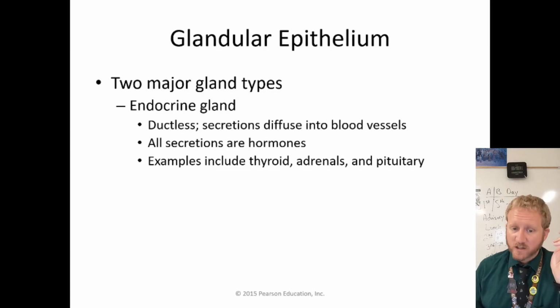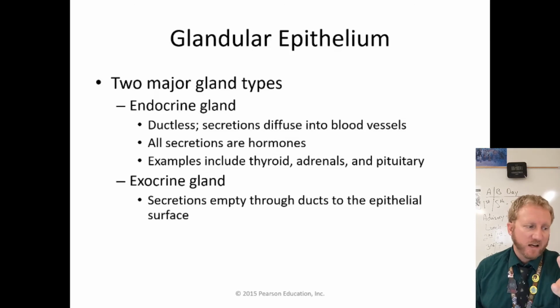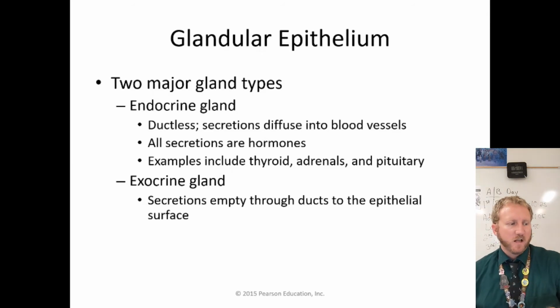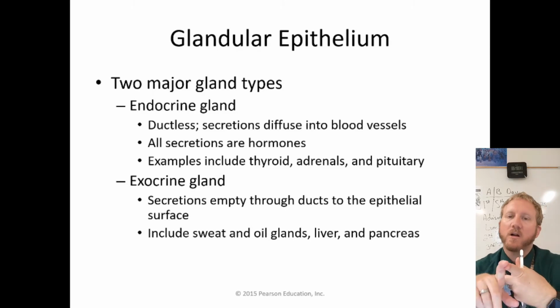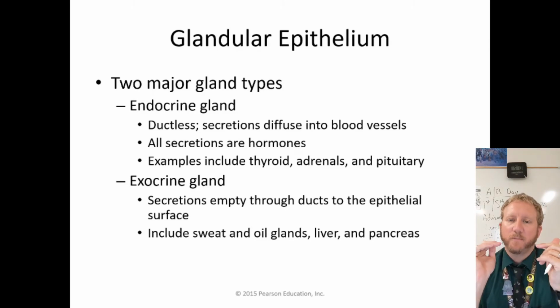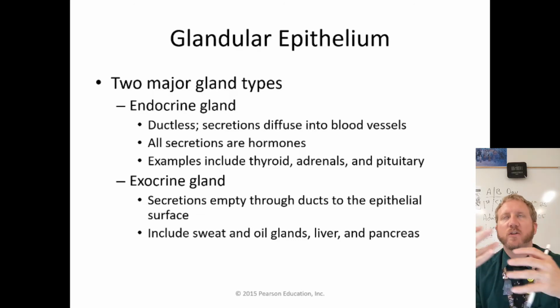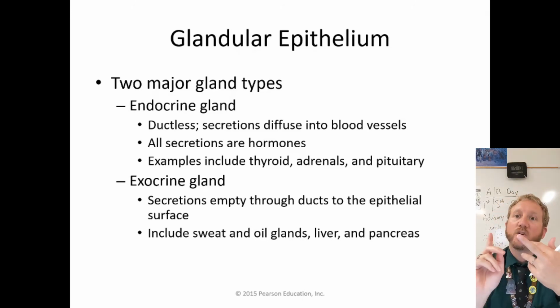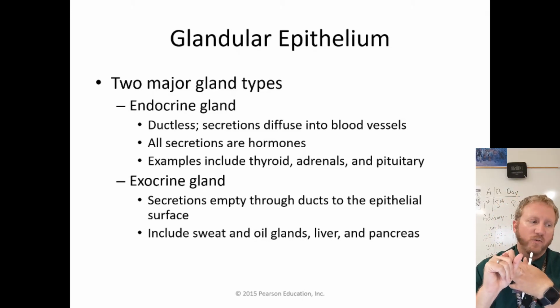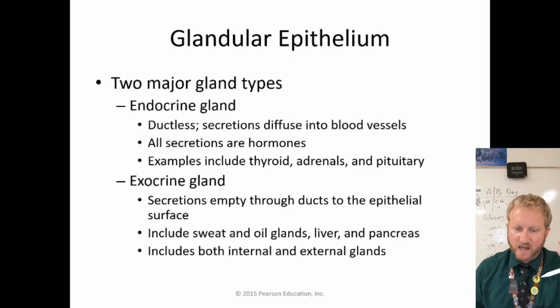The other one is exocrine. These have ducts that empty onto some sort of epithelial surface. These will empty into ducts, so your liver, which sends things like bile down ducts where it's collected. The other functions that the pancreas has are exocrine. Your sweat and your oil glands are also exocrine glands because they dump into ducts.